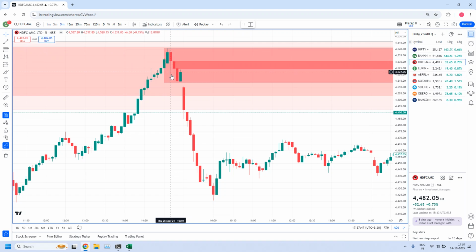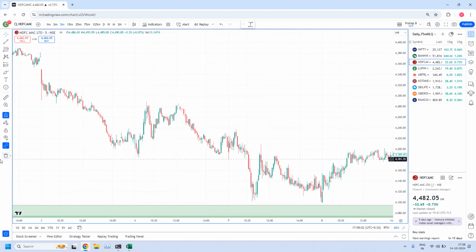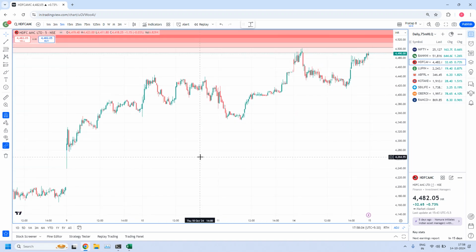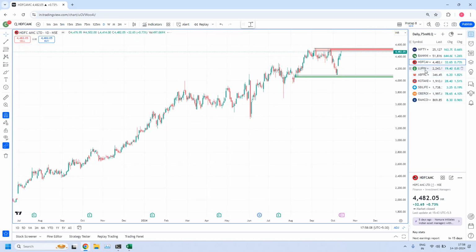We have an ERC, failed ERC, leg-in base drop. You can consider this because the body is also sufficient compared to the failed ERC. That's why I consider it drop base drop. But we didn't get a trade opportunity in this today. Prices didn't enter. Next one is Lupin.